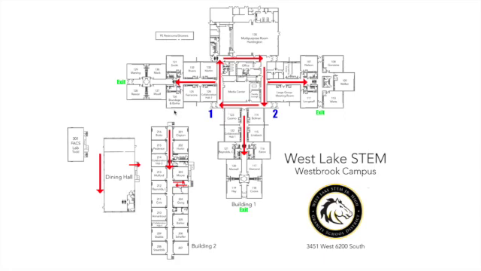When you're entering Building 2, you did a great job of entering here. There is an exit down here. I didn't mark that in green, but there is an exit here. There's also an exit in the center of the building, and this is the only hall at Westlake that is 2 directions. So you can either enter or exit through these doors here.